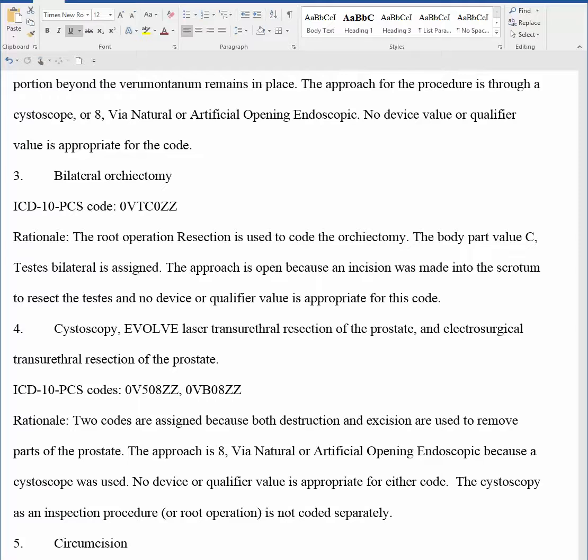We have that word incision. We know that this patient's testicles were removed. The left testicle first, and then the right, per the clinical information. We do have the ability when we move to the 0VT table to reflect bilateral, so we end up with just one code for the removal of both testicles, 0VTC0ZZ. Again, it's open surgical approach because that word incision is used.